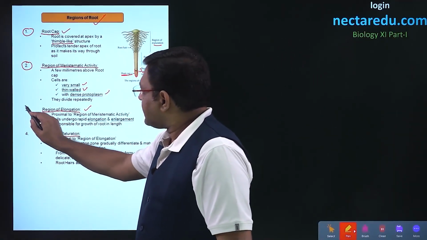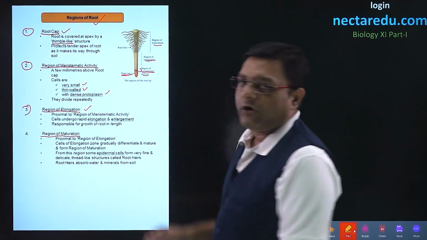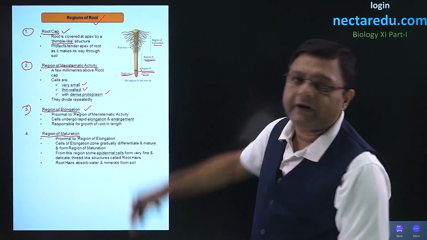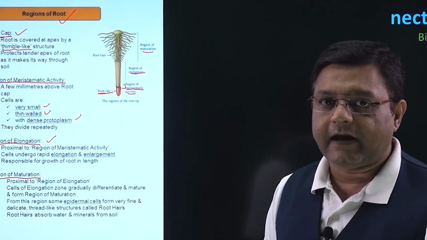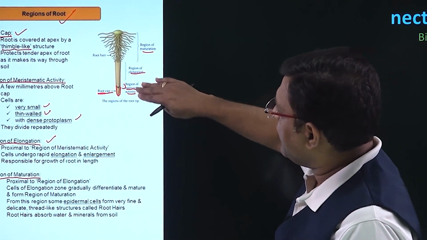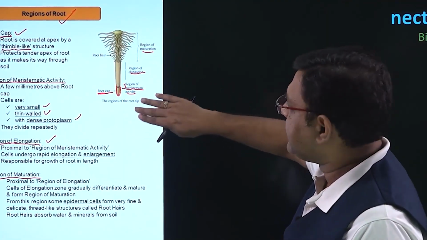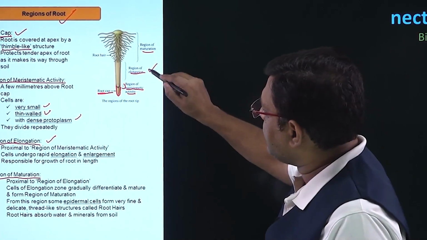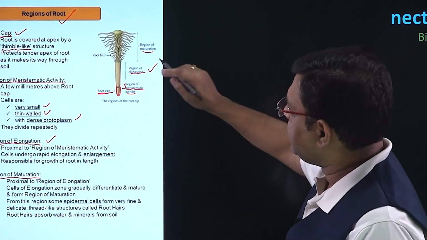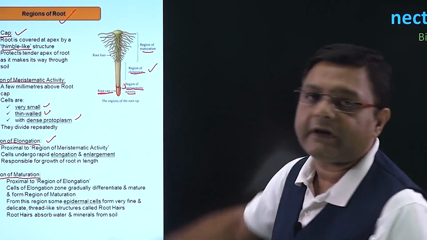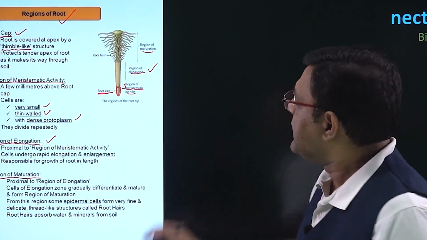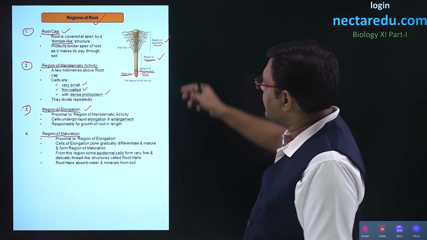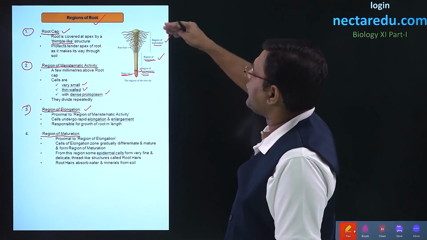Now, after this, coming to the region of elongation. So, the region of elongation will be proximal to the region of meristematic activity. As we go from bottom to above, we will say that the region is proximal. For example, we will say the region of elongation is proximal to the region of meristematic activity. Similarly, we will say that the region of maturation is proximal to the region of elongation.